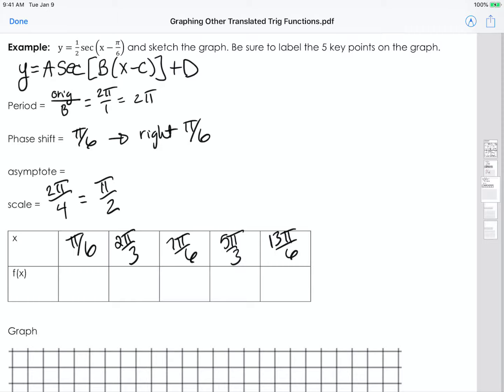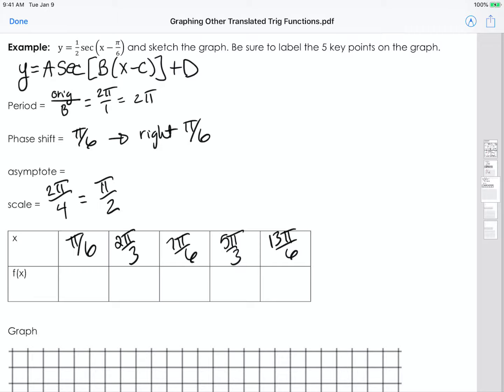I can check to make sure the length of my period is correct. I should have a length of 2 pi. So if I take 13 pi over 6 and I subtract pi over 6, I take my ending point and subtract my starting point, that's going to give me 12 pi over 6, which is 2 pi. So it works.